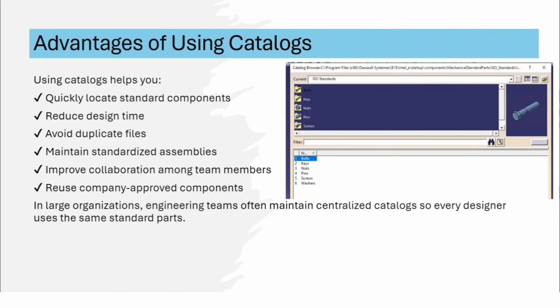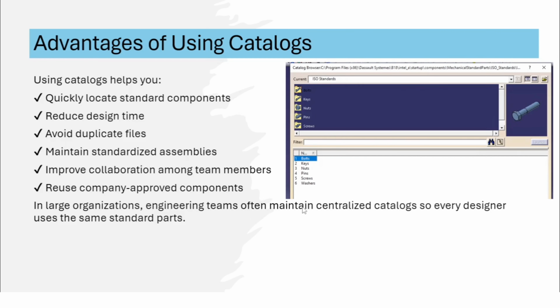Then what are the advantages of using a catalog? Using a catalog helps you quickly locate standard components, like here you can see the bolts, keys, nuts, pins, screws. You can locate quickly, reduce your design time, avoid duplicate files, maintain standardized assemblies, improve collaboration among team members, reuse company approved components. Large organizations' engineering teams often maintain a centralized catalog, so every designer uses the standard parts.